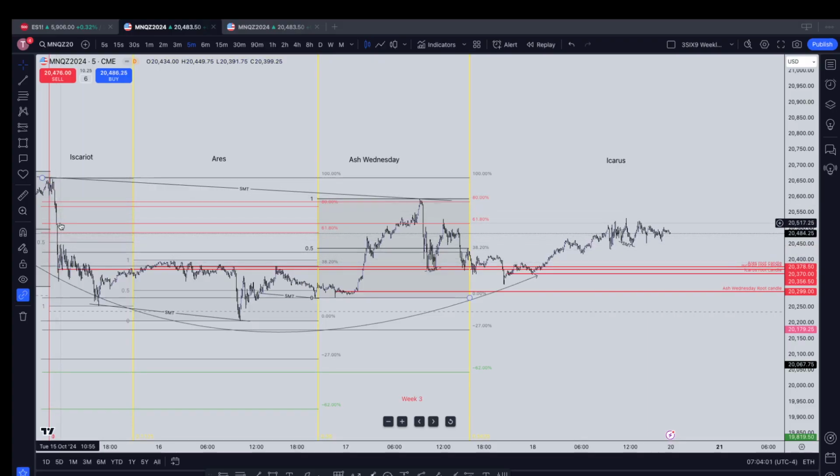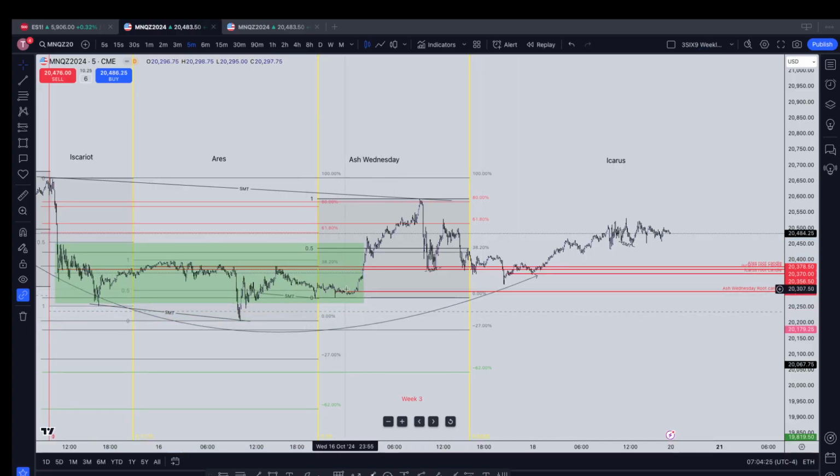Again, this happened the same as first week, right? So we have this huge leg that was bearish. Price doesn't want to continue bearish anymore after Iscariot Aries. It did break below here a little bit, but again, went back into consolidation range. This was a consolidation range right here. Let me draw that out. This zone right here.